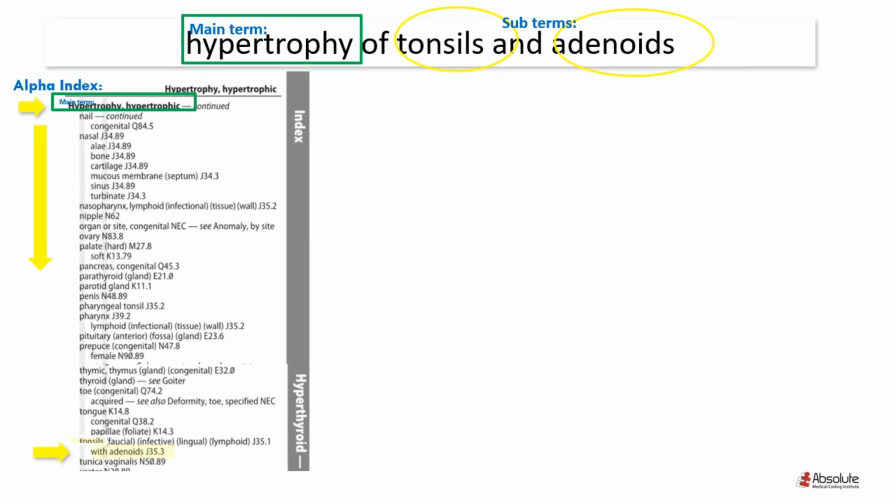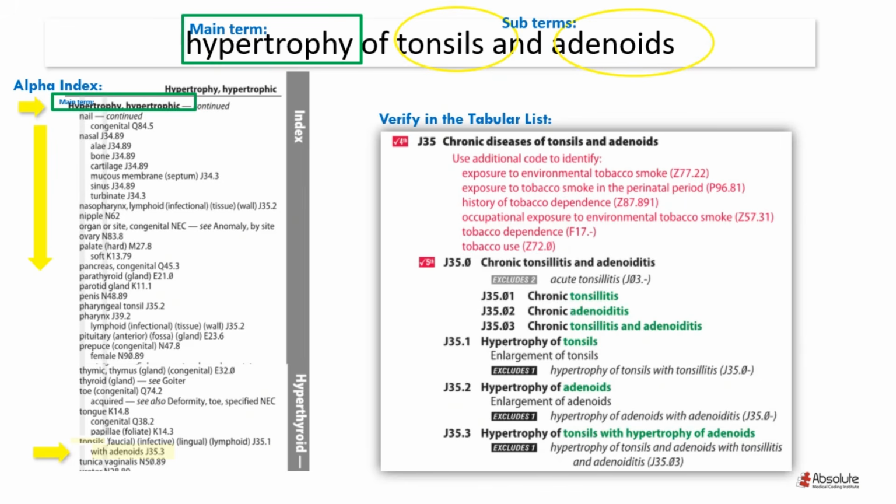All right, so we saw tonsils with adenoids, and it gave us subcategory code J35.3. The next step, look up your subcategory code in the tabular list. And you know what? I'm going to stop at the boss, J35. J35, this category is for chronic diseases of tonsils and adenoids.